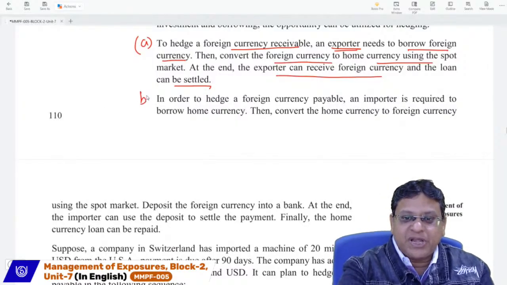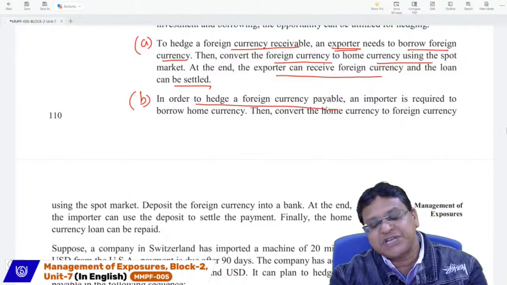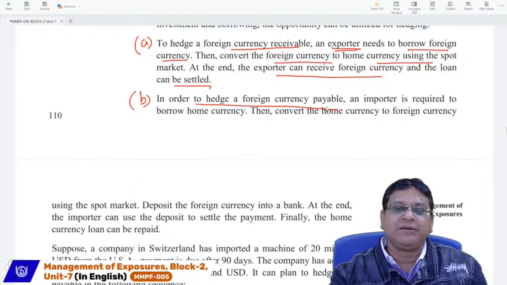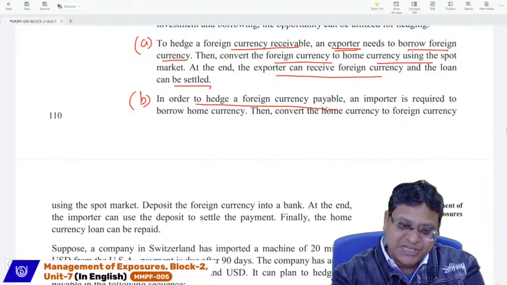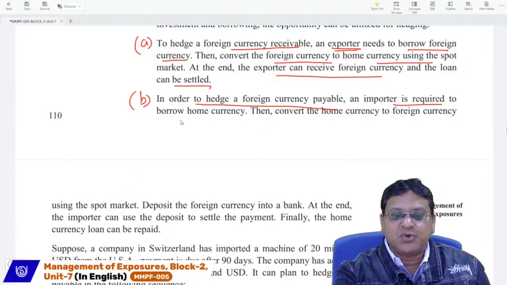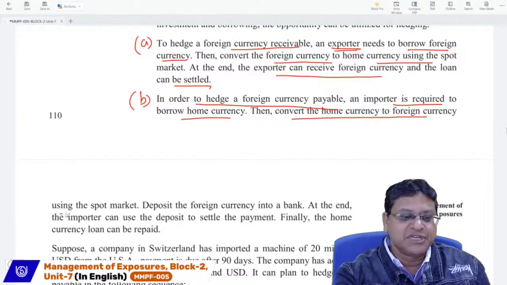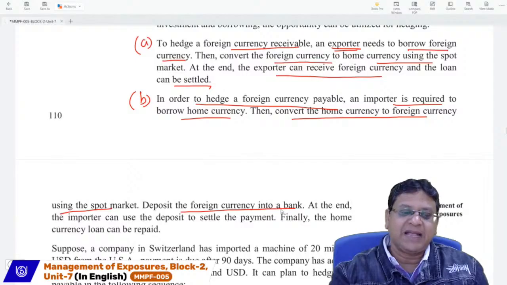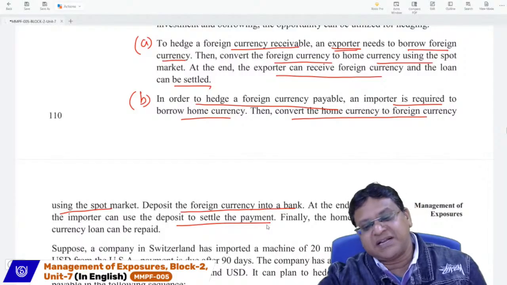Similarly, if you have foreign currency payable, you have to pay foreign currency. You take a loan from the domestic market, convert it into foreign currency, and keep a deposit in foreign banks, so that on a particular day, you will have foreign currency receivable and foreign currency payable. In that case, the importer is required to borrow home currency, then convert the home currency to foreign currency using the spot market, deposit the foreign currency in the bank, and at the rate make settlement. This is known as money market hedge.